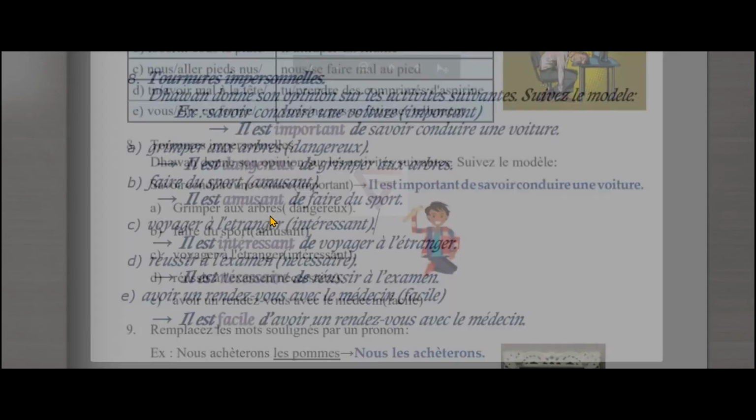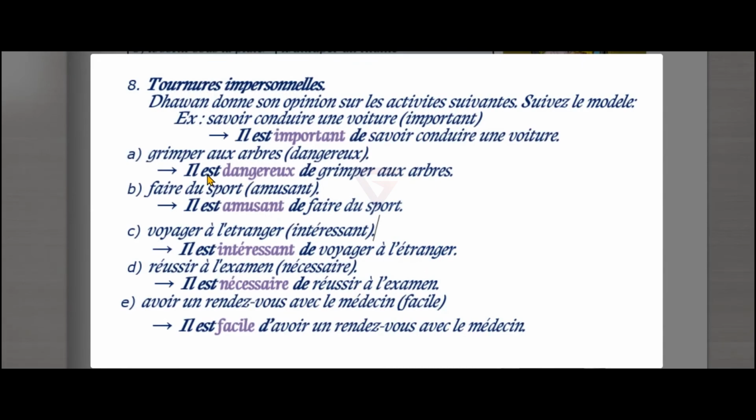So let's look at the answers here. So here you can see it is dangerous to climb trees. Similarly here you add il, est before this adjective, followed by de, then the remaining sentence. Similarly here il, est before this, followed by the preposition de, then the remaining sentence. Similarly here, il, est followed by this adjective, then de, then the remaining sentence. Last one also the same, il, est, facile, followed by d apostrophe here because of the word beginning with the vowel, then remaining sentence.